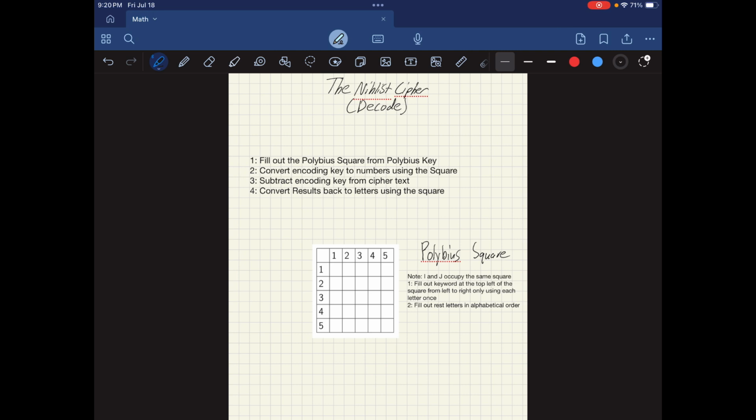So in the decoding Nihilist cipher, there are 4 steps. The first one is filling out the Polybius square from the Polybius key. The second one is converting the encoding key to numbers using the square. The third is subtracting the encoding key from the ciphertext. And the fourth one is converting the results back to letters using the square. I'm going to show you 2 examples later, so this will make much more sense.